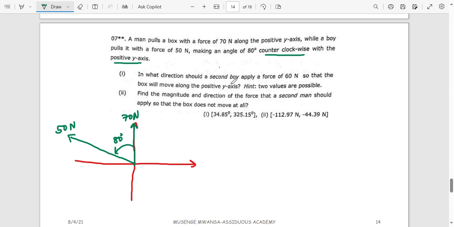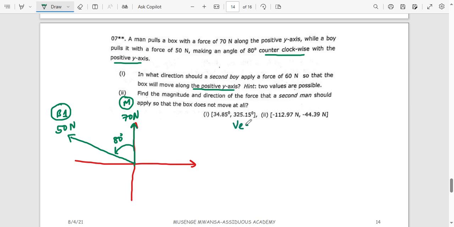In what direction should the second boy apply a force of 60 newtons so that the box will move along the positive y-axis? Hint: two values are possible. So we have a man, I'll put M, and then we have boy 1. We want to bring in another boy to start pulling the box together with these who are pulling, so that the box can move along the positive y.